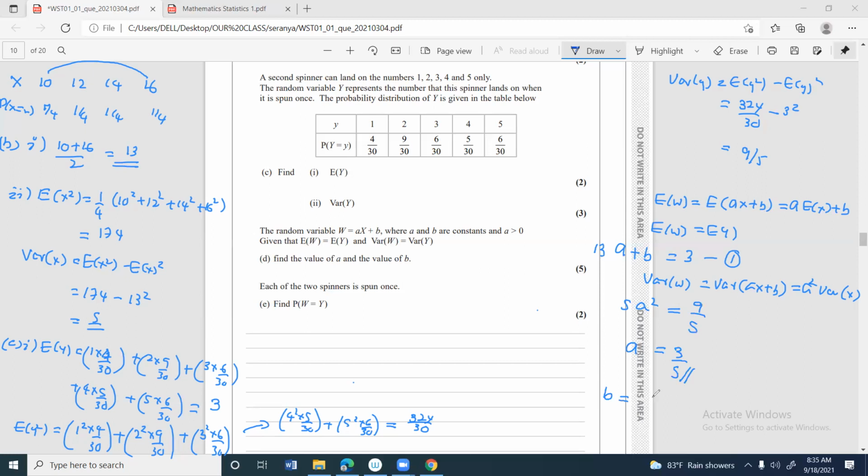Give me 1 minute. Yeah, minus 4.8. Yes. It's the answer for B. Then each of the two spinners is spun once. Find the probability that W equals Y.